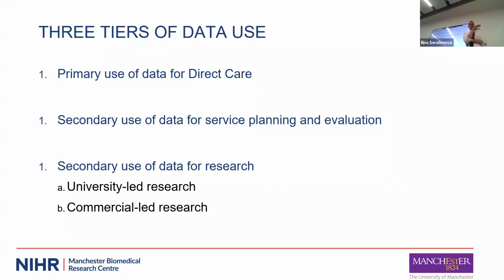And that's different to the third layer down, or the third one there, for research, because the governance around the use of data for planning is different from the governance around the use of data for research. So the third level down is what we're talking about today, which is the secondary use of routinely collected clinical data for research purposes, and then that's subdivided into the users of that data, so university-led researchers and commercial-led research.